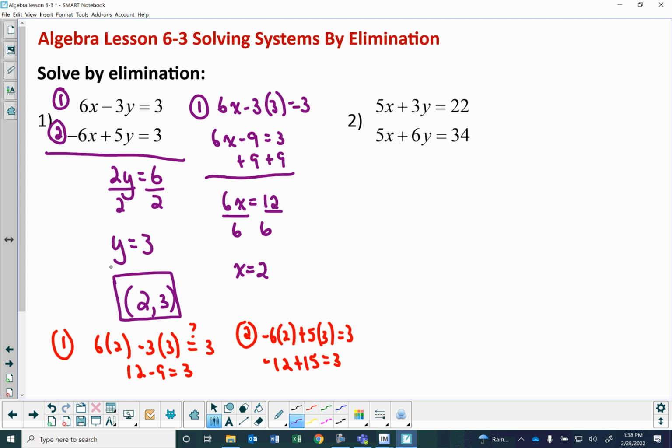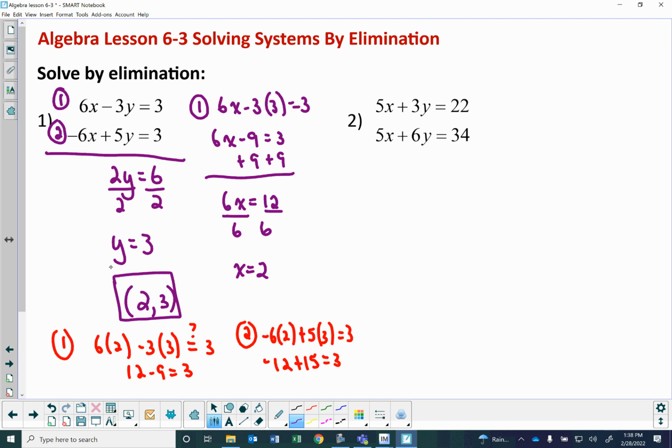Now, do you have to always check your solutions in your homework? No. Is it a good idea to do it? Yes. And it's an exceptionally good idea to check every solution in every equation when you have a quiz or a test. That way you definitely know whether you're on the right track or not.